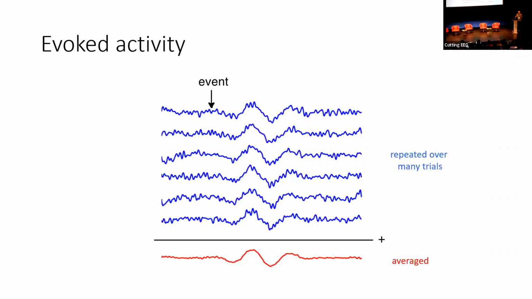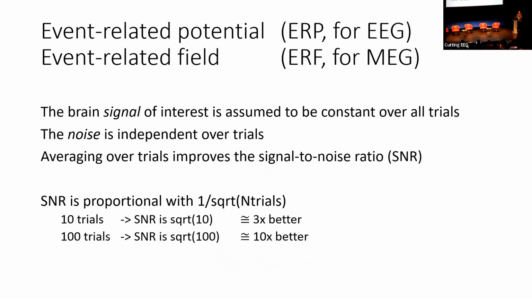At the same time, we have noise, or brain activity of no interest. And the effect of the averaging is that the brain activity that is the same over all trials remains, whereas the noise gets smaller and smaller, because the noise is random over trials. And that gives us the event-related potential for EEG or the event-related field for MEG.